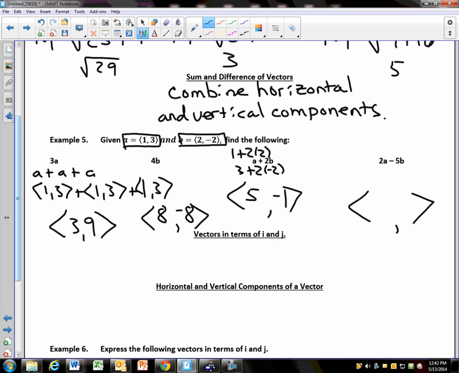2A minus 5B. 2 minus 5 times 2. What's 2 minus 5 times 2? Negative 8. And then 2 times 3 minus 5 times negative 2. 2 times 3 is 6, plus 10 is 16.